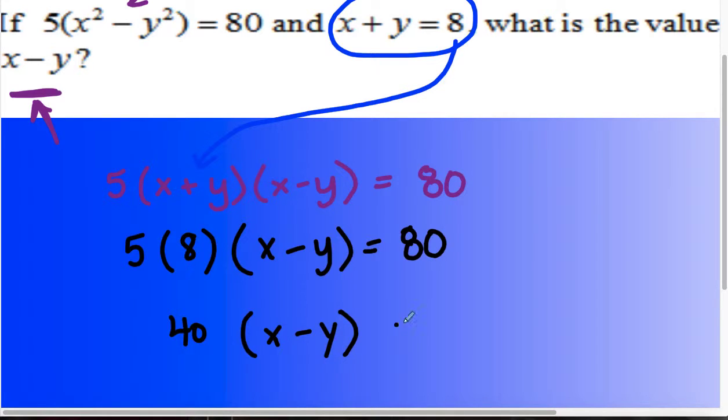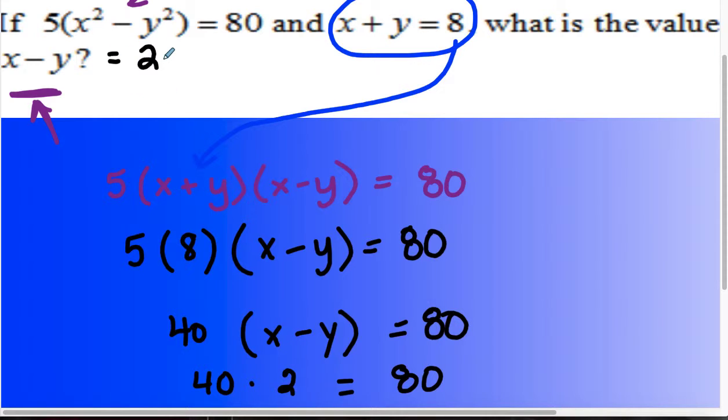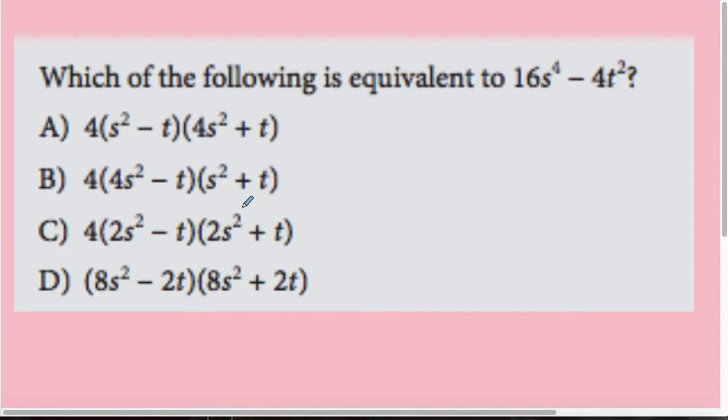x minus y has to be, in order for 40 times it to be 80, well, it would have to be 2. Why? Because 40 times 2 is the same as 80. So that makes x minus y the same as the number 2. And so my answer would be 2. That's not familiar. That's not the way we solve these in your algebra classes. Okay, here might be one that looks more familiar.